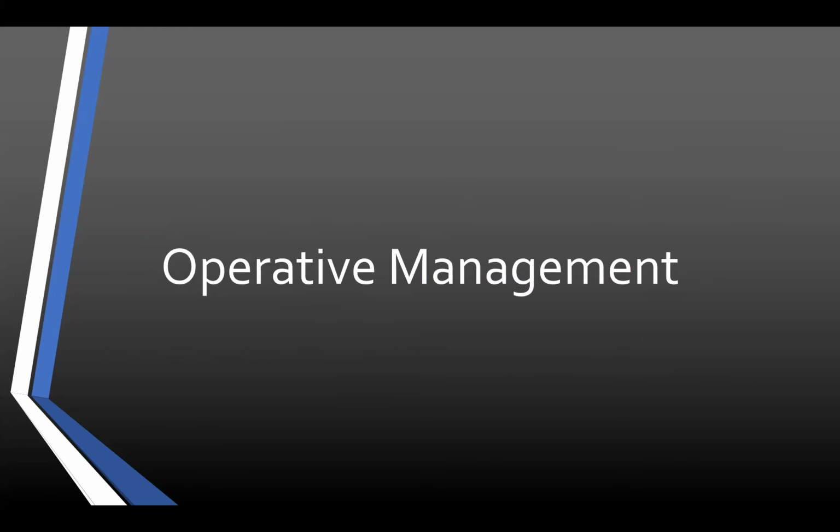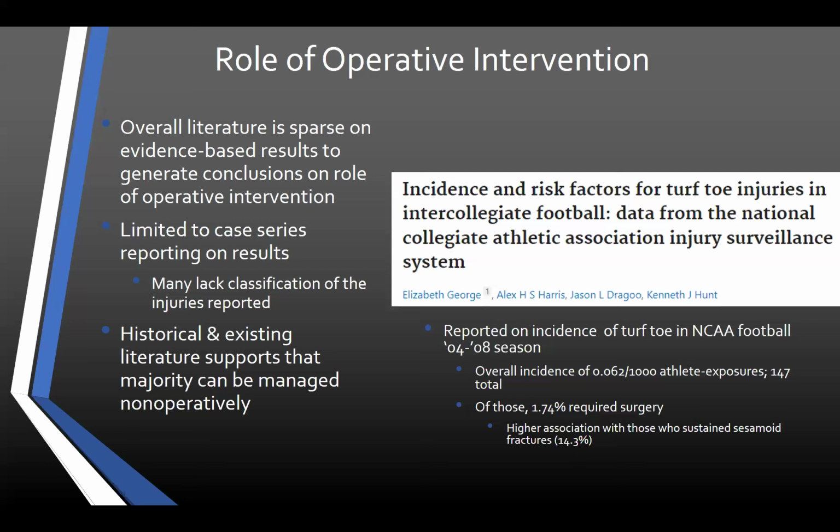So now we'll move on to talking about operative management, and we'll start off with a top-down view of the literature as to what the role of operative management really is. In the literature, it's pretty unclear, especially when it comes to higher level evidence studies, where the role of operative management comes in. A lot of the literature out there for operative management are case reports, which show the outcomes are relatively good, but these are limited by small sample size. And many of the older studies don't really indicate what grade of injuries the patients had. So there's not a whole lot of evidence to support evidence-based decision-making.